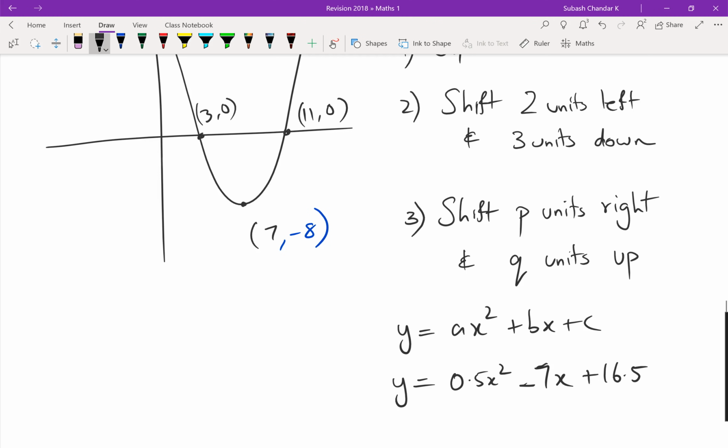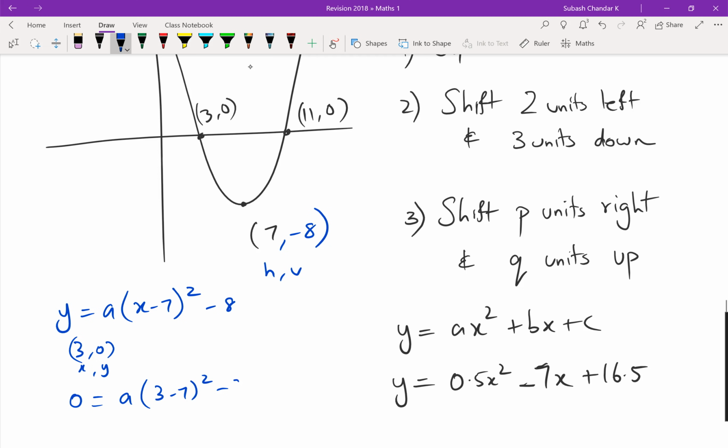Okay, vertex form, my h and k is right there. So I can rewrite this as x minus 7 squared minus 8. I've got to figure out what the a value is. So I'm going to substitute 3, 0. That's x, that's y. So 0 equals a times 3 minus 7 squared minus 8.